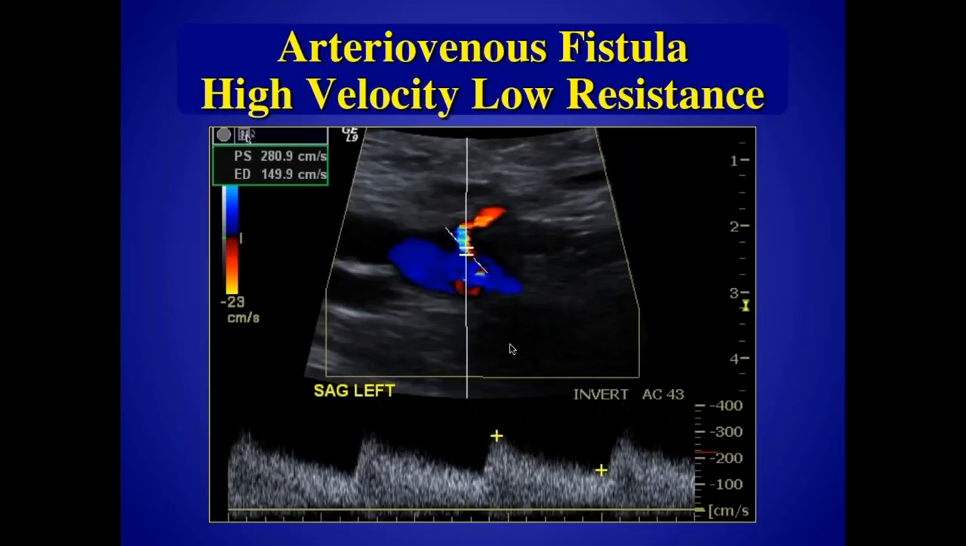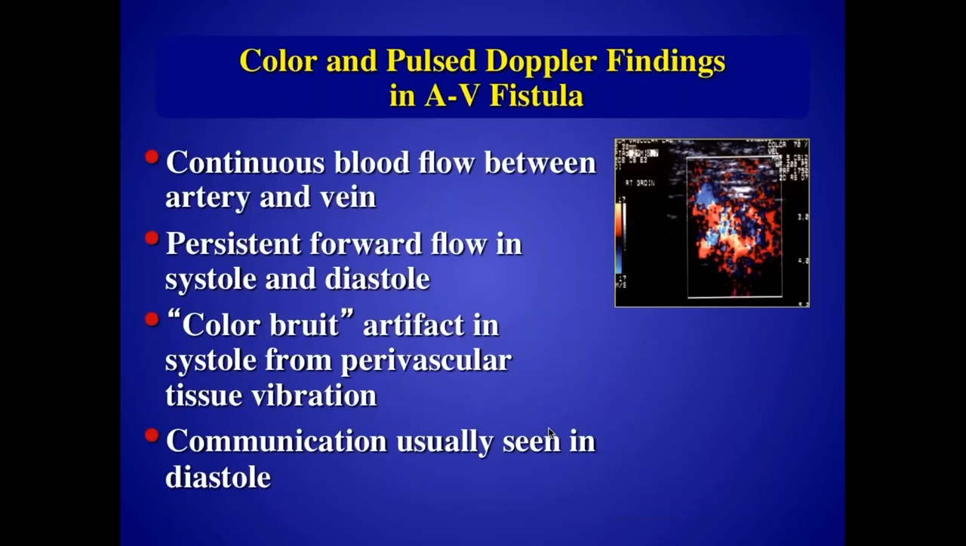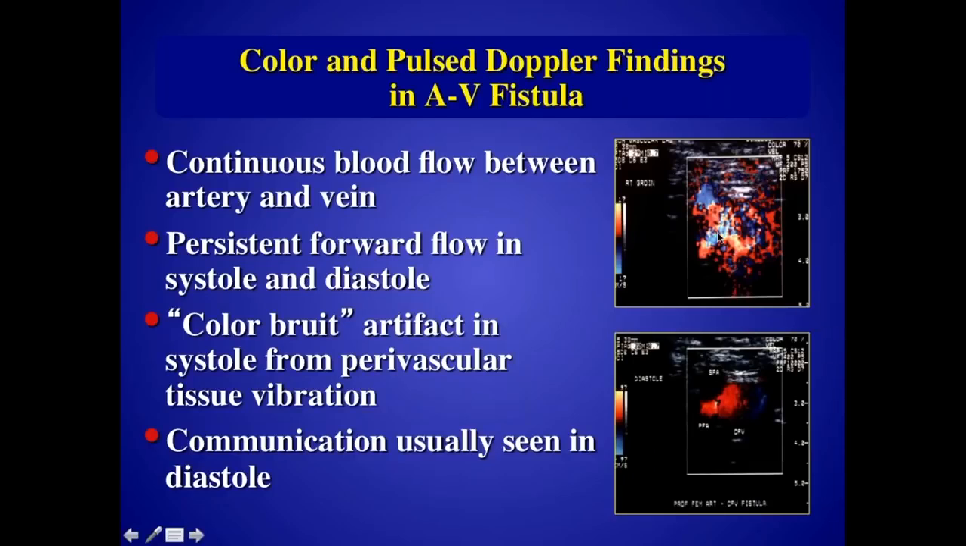And these are the types of waveforms. If you place the sample volume in the fistula, you see classically high velocity, low resistance blood flow. So having velocities over 100, 200, 300 centimeters per second is not unusual in these fistulas. What we expect to see is continuous blood flow between the artery and vein. Like I mentioned to you before, color bruit artifacts are very common. And if you freeze it in diastole, the bruit goes away, and it's easier to see the communication between the artery and the vein.